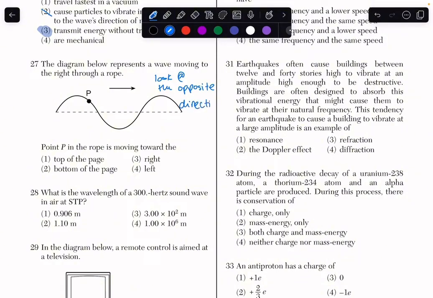You look at the opposite direction because you see this wave is moving to the right, this arrow here. So instead, look to the left of the point. So our point is here, look to the left. What's happening on the left? It's going up. It's moving up. So it's moving to the top of the page. And you could check this, and this is correct. It might seem weird, but trust me, you have to look at the opposite direction.